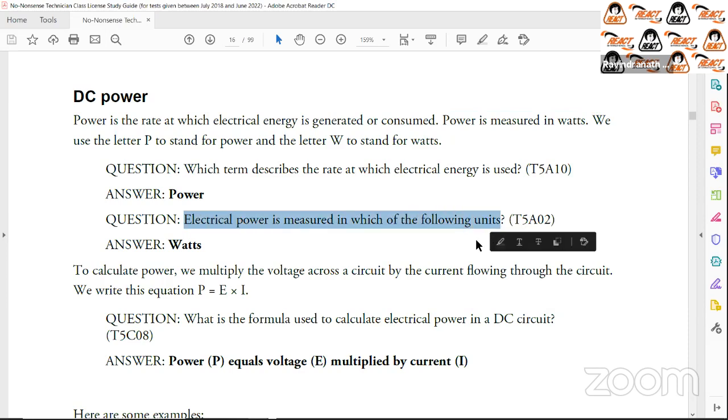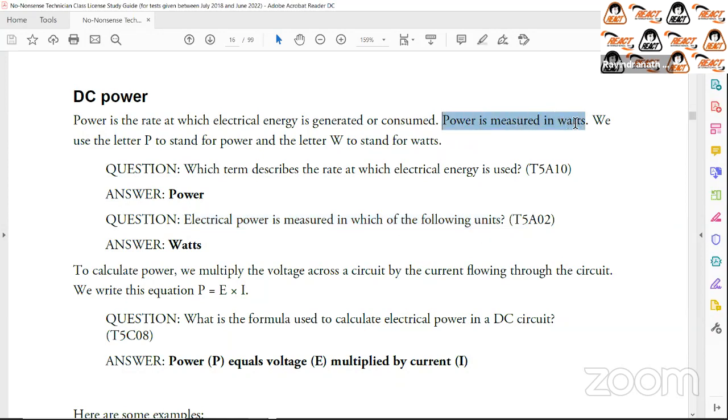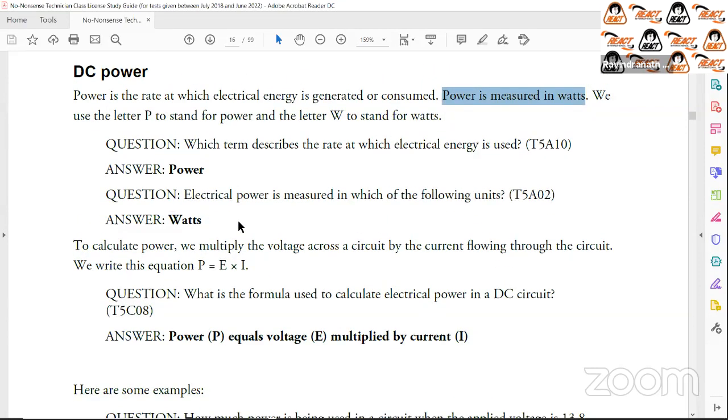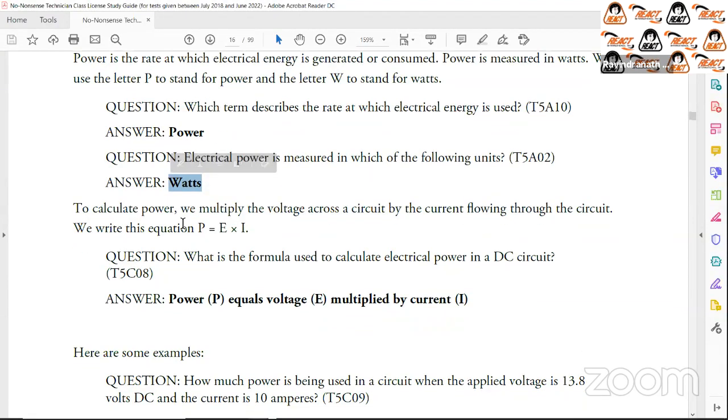Look at the question: electrical power is measured in which of the following units? They'll give you 4 choices. You know that the answer is watts. Electrical power is measured in watts. So anytime you think about electrical power, think about your bulb or your microwave, just the same way we'd say a car is 50 horsepower. A microwave oven or a bulb, 900 watts, 60 watts, is a measure of power.